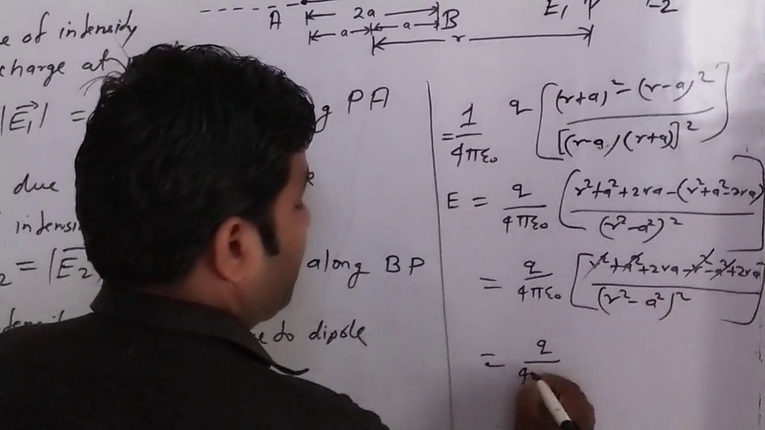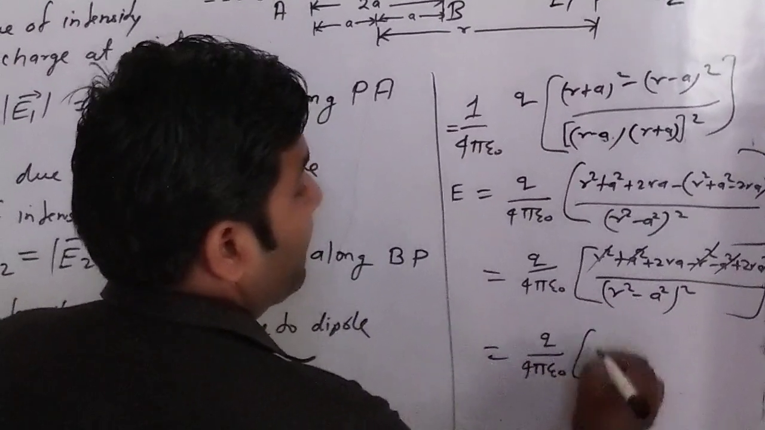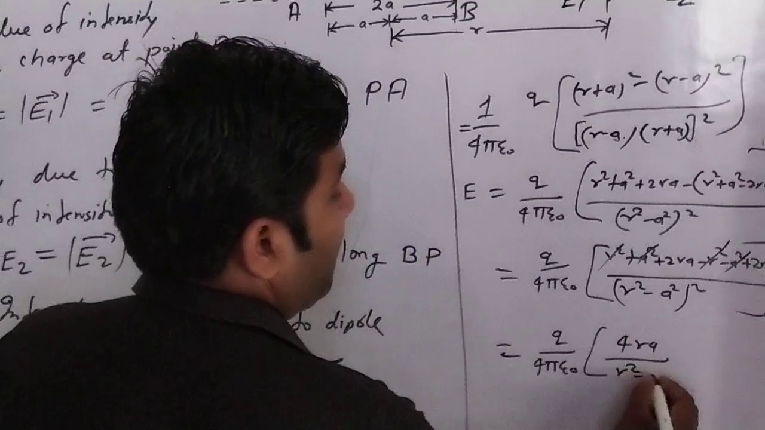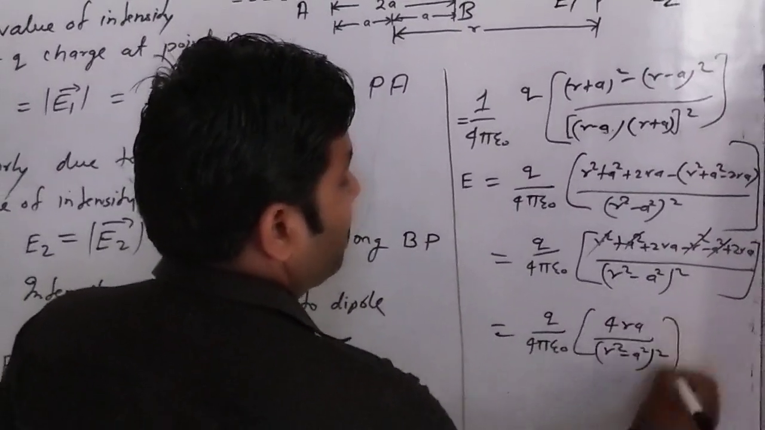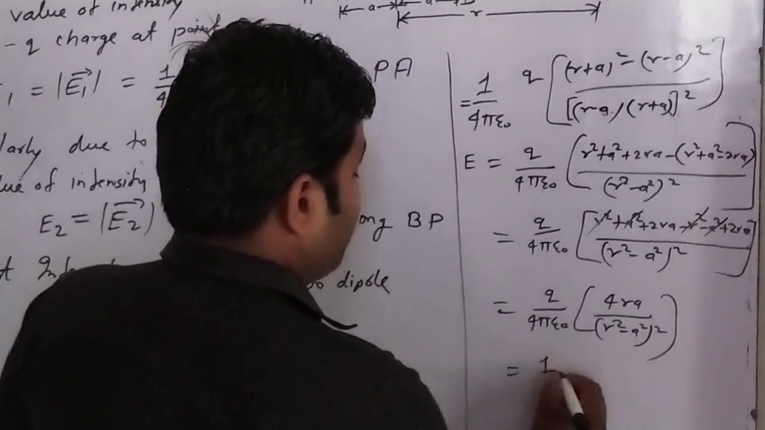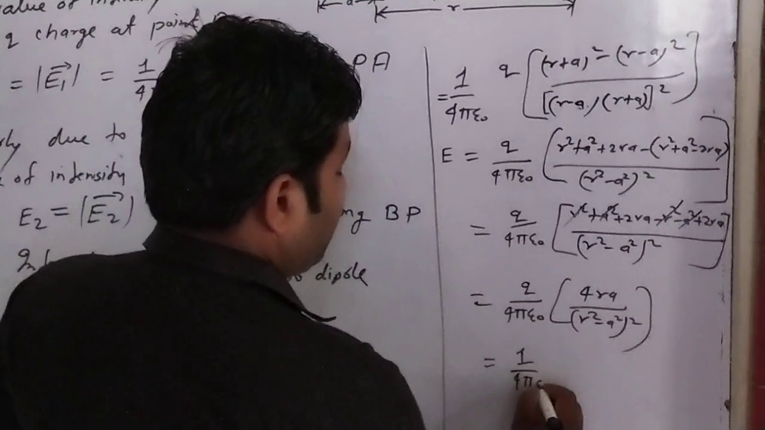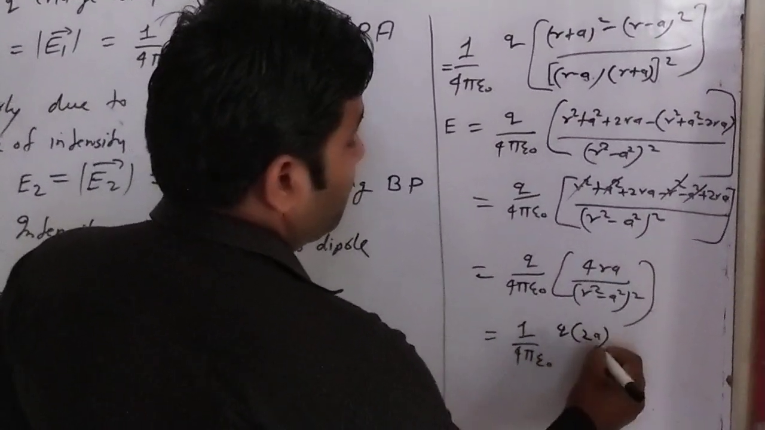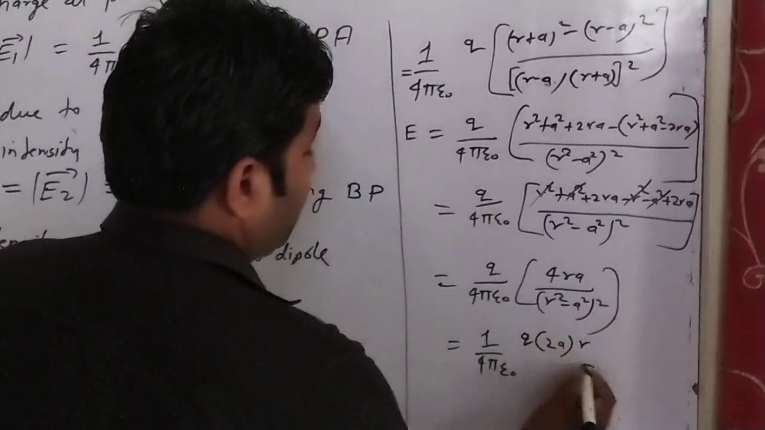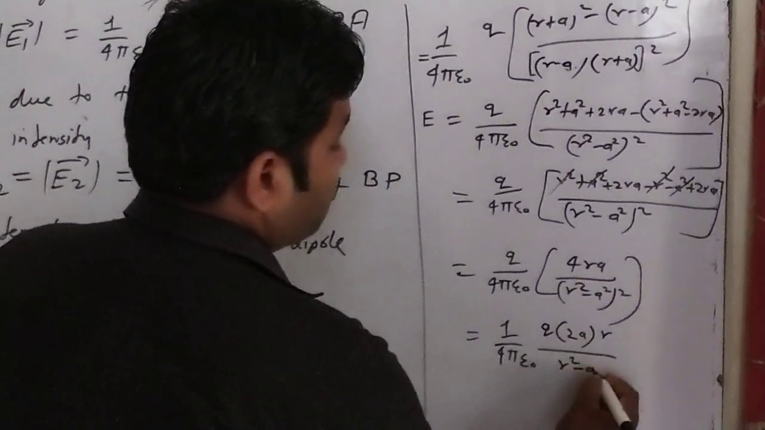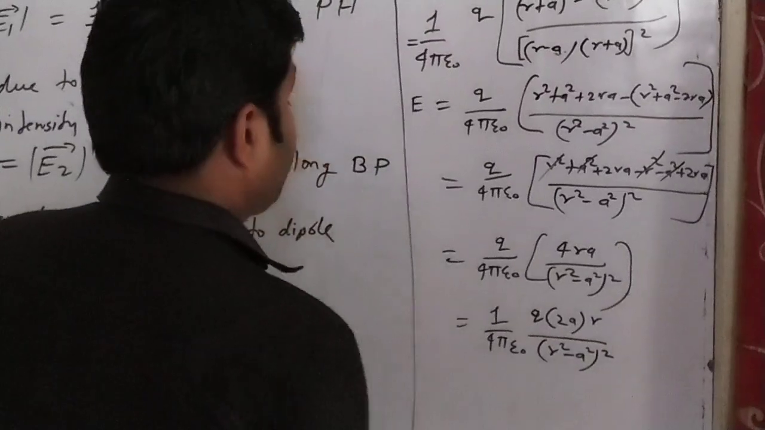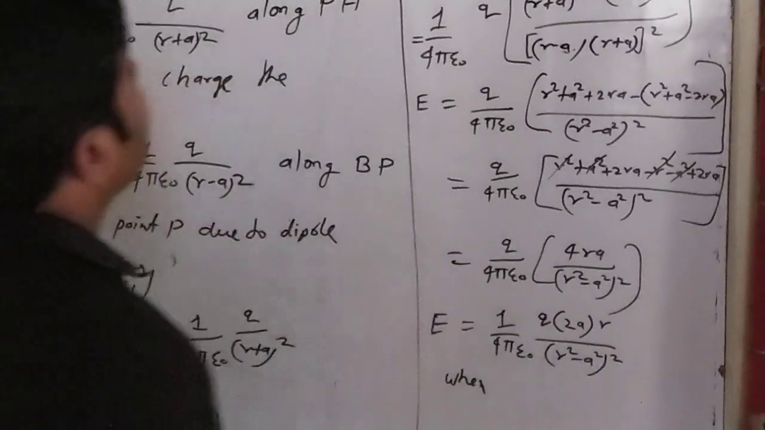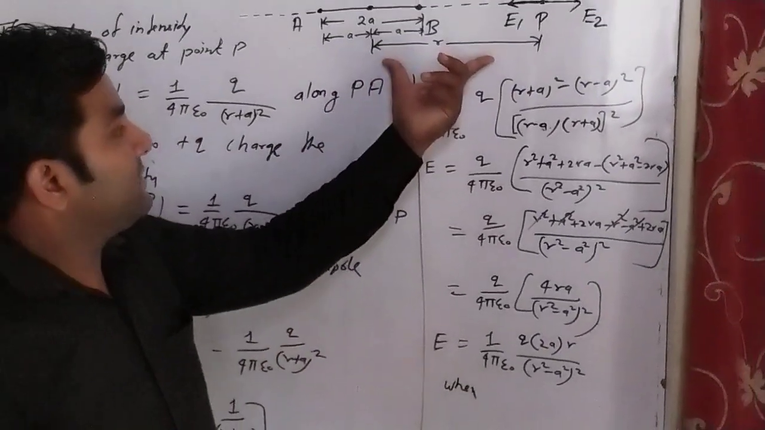So R square and A square cancel out. So Q upon 4 pi epsilon naught, 2RA, that is 4RA upon R square minus A square whole square. So 1 upon 4 pi epsilon naught, Q into 2A into R upon R square minus A square whole square. This is the value of E.